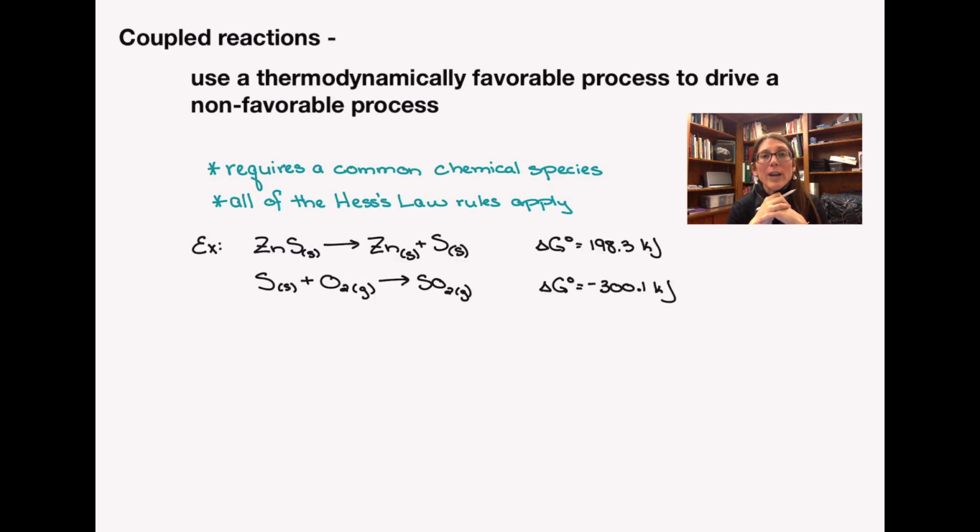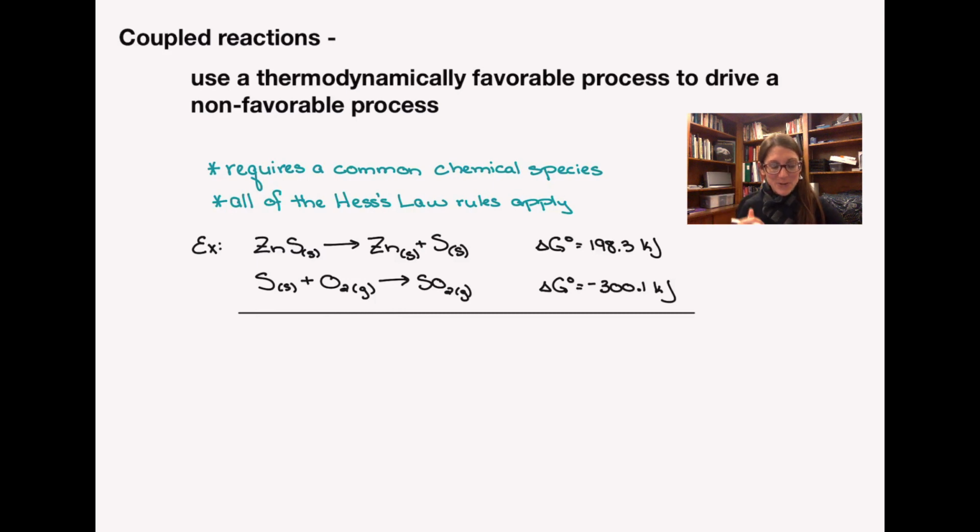This is incredibly unfavorable. However, luckily for us, if you take that sulfur and then you further react it with oxygen gas, you can make sulfur dioxide. And that process has a delta G that is negative 300.1 kilojoules per mole. And so both steps taken as a sum can be expressed in the following way.